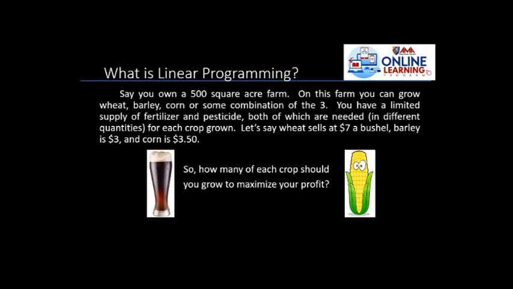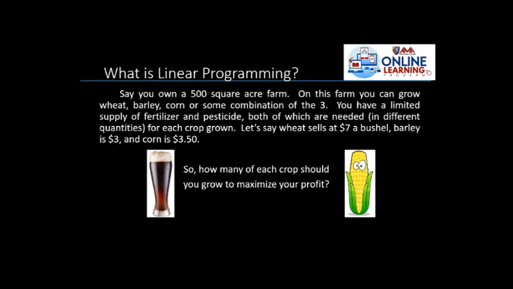Say you own a farm of 500 square acres. On that farm, you can plant 3 crops: wheat, barley, and corn. You can plant just one variety, like only wheat, barley, or corn, or a combination of the 3. You have limited resources, the fertilizer and pesticide. How would you distribute these? How much wheat, barley, and corn should you grow, so that you can maximize the profit you will get?